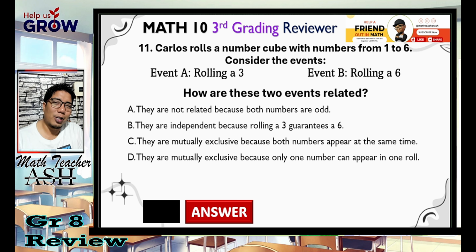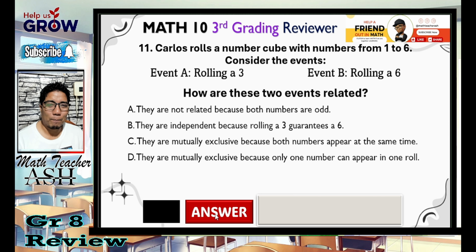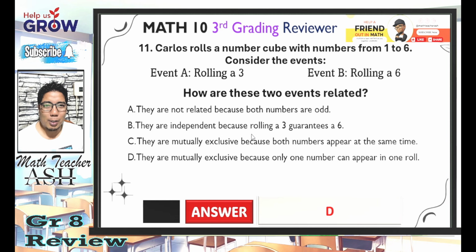Alright, my dear math learners, if you have a number cube with 1 to 6 as its numbers and you roll it, technically, you will have one result at a time. So, of course, there can only appear one number in every roll. Therefore, the correct answer for this one is letter D. Alright, let's check whether we are correct. Easy, right? Now, let us go to question number 12.